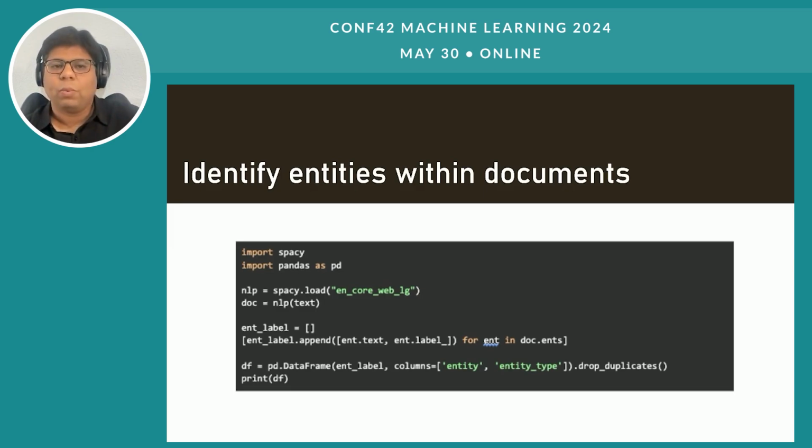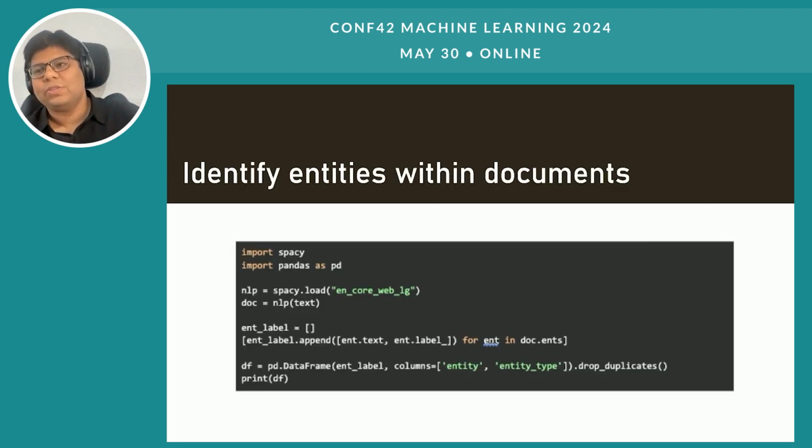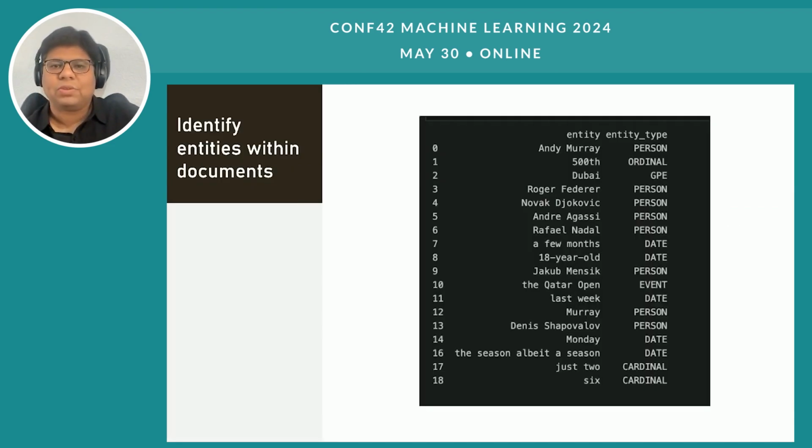If I run this code on the article I showed you earlier, it is going to provide an output that looks something like this, showing that in this article, these are all the different persons involved. These are the geopolitical locations identified in this article. It has identified the location as Dubai over here, as you can see. It is also able to identify events; for example, the Qatar Open is one event it has identified.